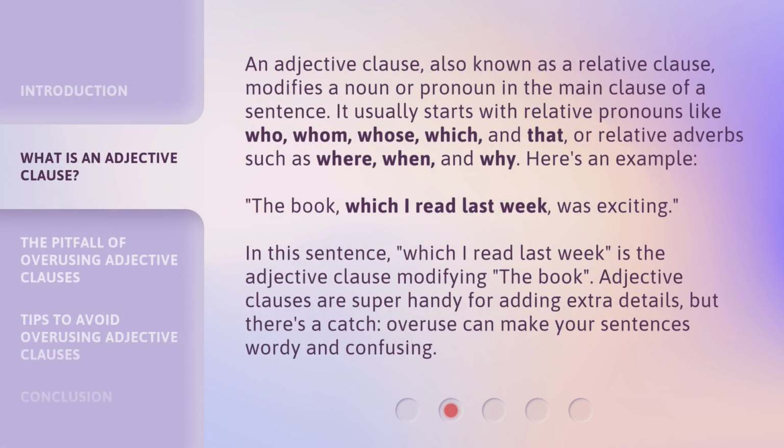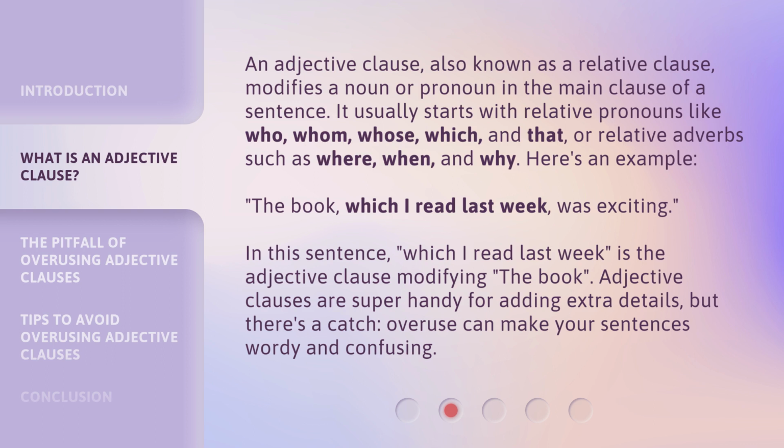An adjective clause, also known as a relative clause, modifies a noun or pronoun in the main clause of a sentence. It usually starts with relative pronouns like who, whom, whose, which, and that, or relative adverbs such as where, when, and why. Here's an example. The book, which I read last week, was exciting. In this sentence, which I read last week, is the adjective clause modifying the book.